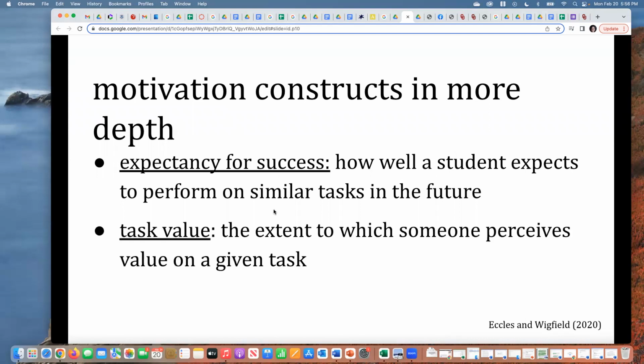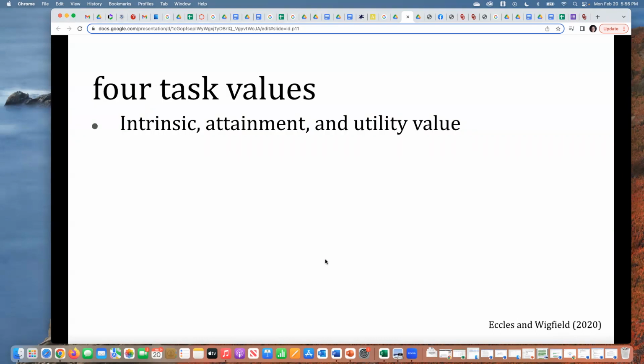Next is task value, which, as the label of the construct pretty strongly implies, refers to the extent to which an individual perceives a certain amount of value on a given task. That's pretty broad. Task value is actually reflected in at least 4 different dimensions. Specifically, the first 3 of these dimensions that I'm going to talk about in this recording are intrinsic, attainment, and utility value.